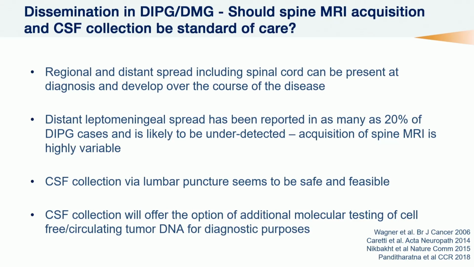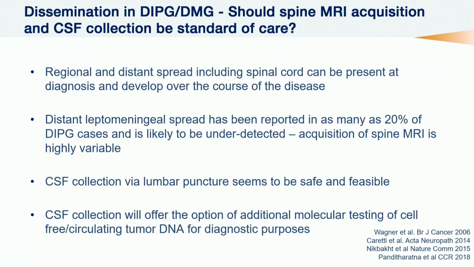The other key question, I think, that is handled quite differently depending on the country and the center is really what is the frequency of dissemination in DIPG and DMG, and should spine MRI acquisition and CSF collection be standard of care for these children and young adults? So we know that these tumors can spread and that there can be evidence of disseminated disease. Leptomeningeal spread has been reported in as many as 20%, but the acquisition of spine MRI is highly variable, so maybe we are really underdiagnosing disseminated disease in these patients.